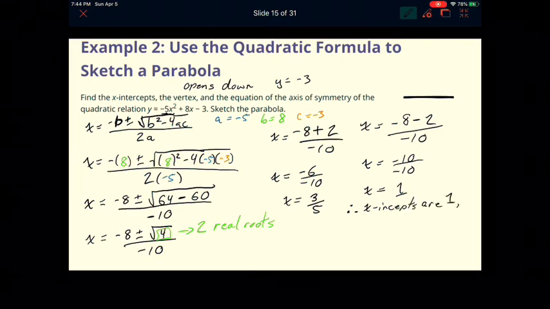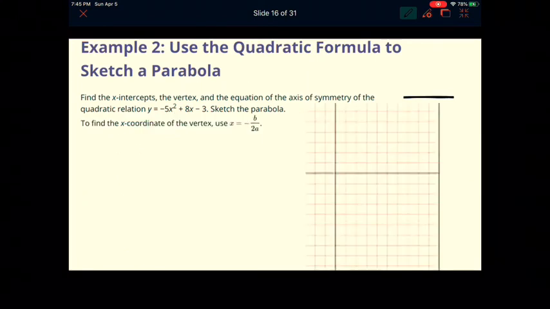Are 1 and 3 over 5. What's next? We find the x-intercepts and the vertex. In order to find the vertex of the sketch, we use this formula: x equals negative b divided by 2a.